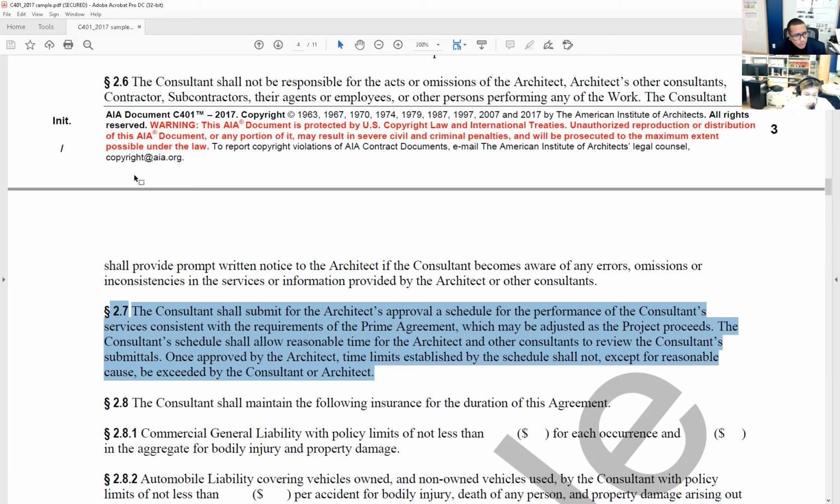The consultant's schedule shall allow reasonable time for the architect and other consultants to review the consultant's submittals. Once approved by the architect, the time limits established by the schedule shall not, except for reasonable cause, be exceeded by the consultant or architect. So what he's really saying here is, again, the consultant's got to provide us a schedule.